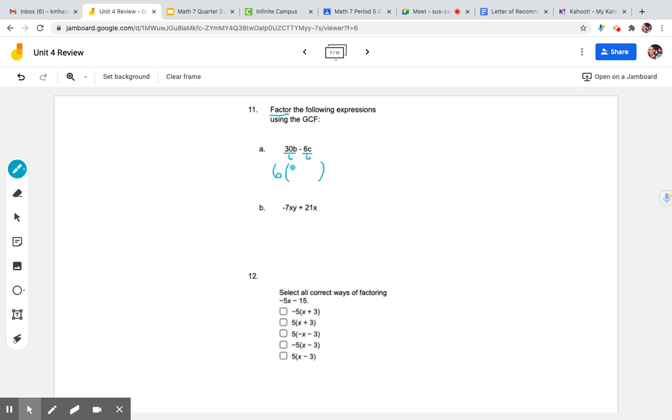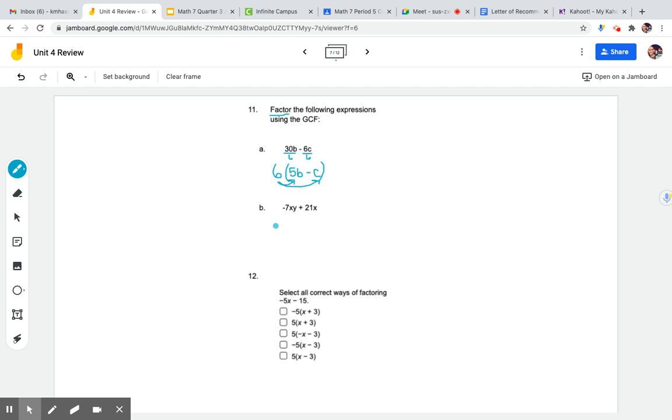30 divided by 6 is 5. And then we have the b. Minus 6 divided by 6 is 1. And we're left with c. So if you had minus 1c, that's fine. But 6 parentheses 5b minus c. Awesome way to check if you're correct is do distributive property, see if you end up where you started, and I do end up with 30b minus 6c.